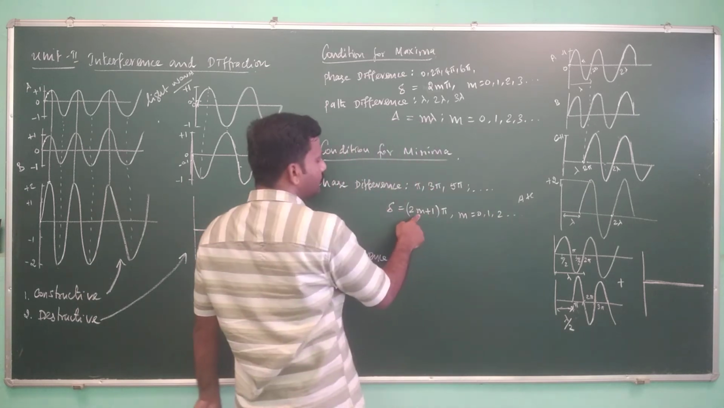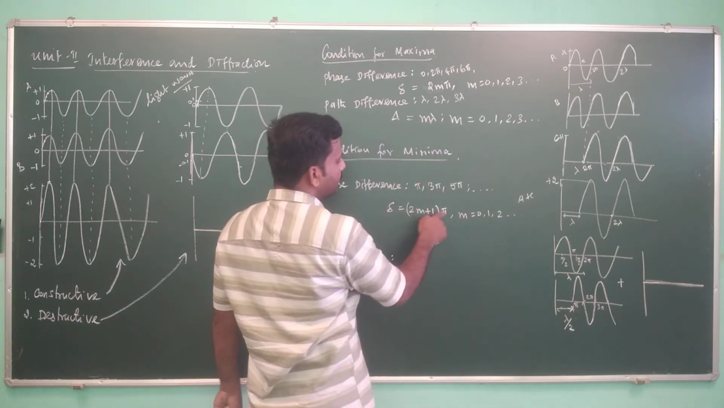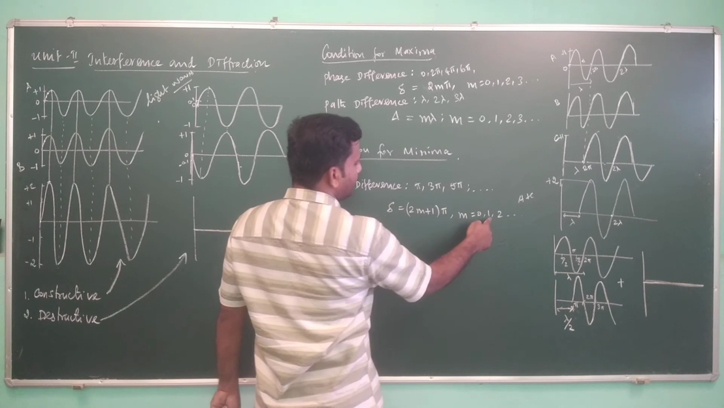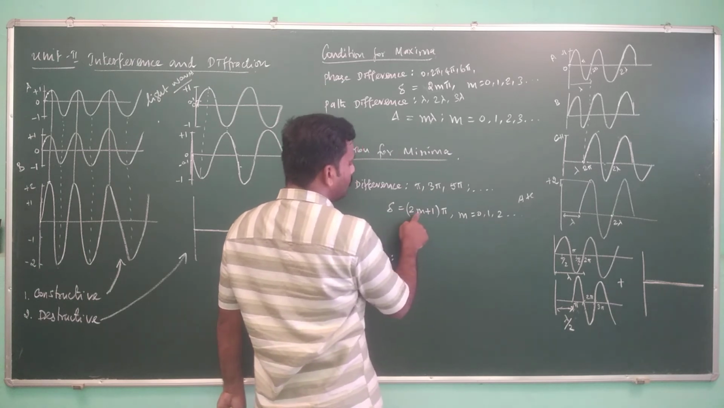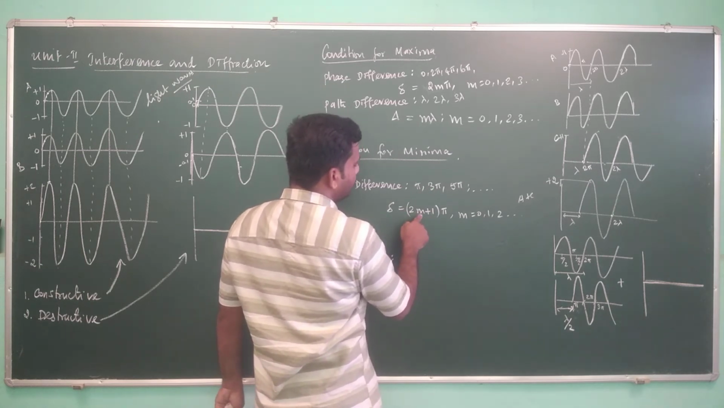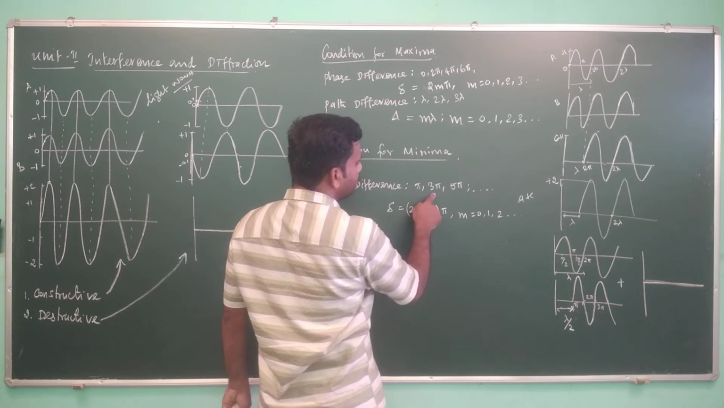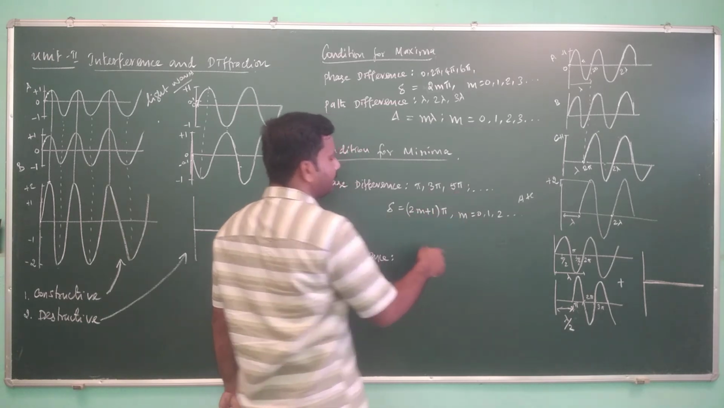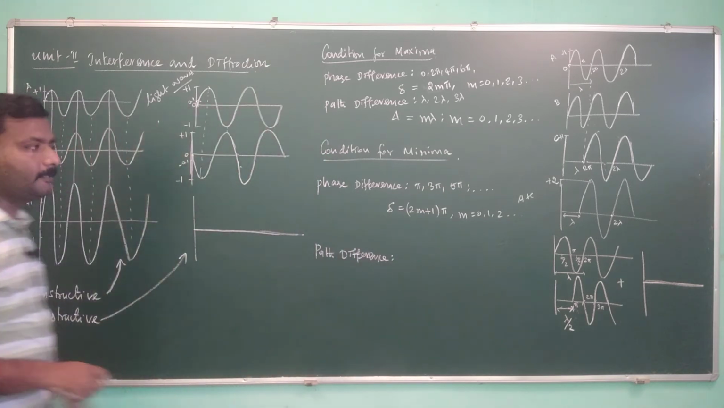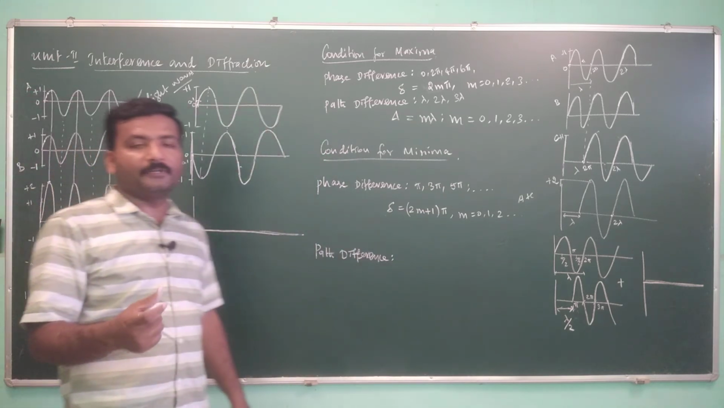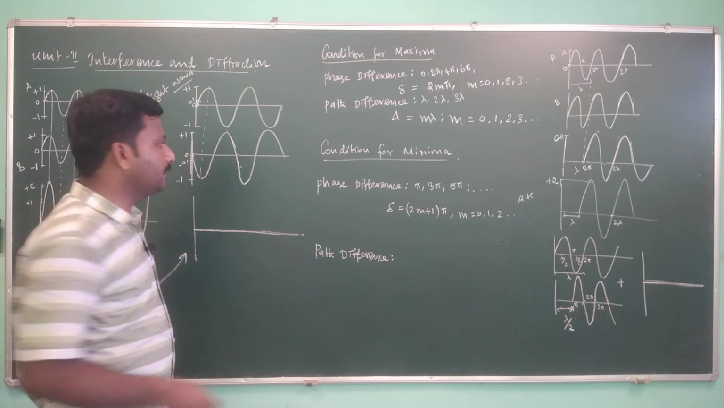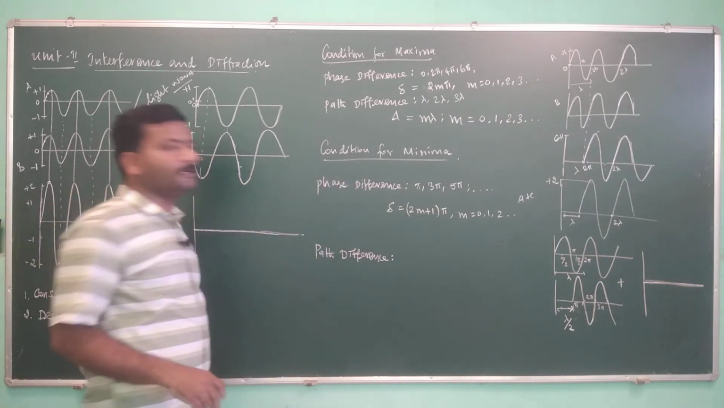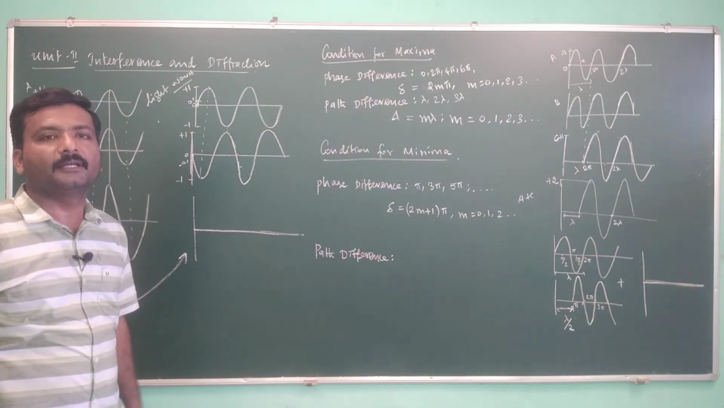Suppose you apply m equal to 0, 2 into 0 is 0, plus 1, then it becomes pi. If m is equal to 1, 2 into 1 is 2, plus 1 is 3, so 3 pi. If it is 2, 2 into 2 is 4, plus 1 is 5, 5 pi. So when pi, 3 pi, 5 pi is the phase difference between the two interacting waves, then the condition for minimum will occur, so destructive interference will happen.